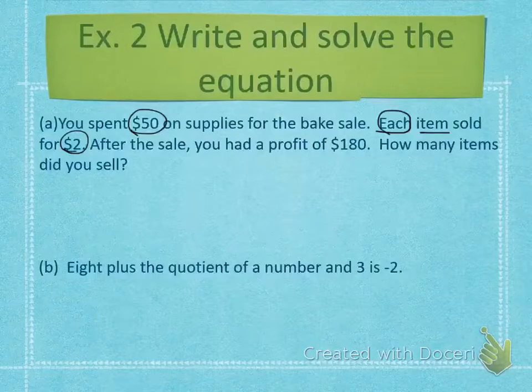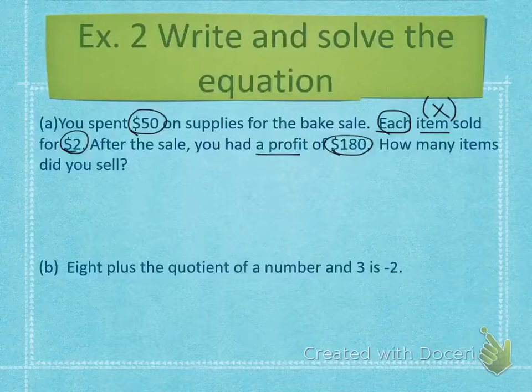After the sale, you had a profit of $180. So a profit of $180. How many items did you sell? Now there again, it's talking about the items that you sold. Do you know how many items you sold? So what does that become in your equation? Your unknown, or your x, all right? So if you spent $50 on supplies, is that a plus 50 or a minus 50? That's going to be a minus 50.